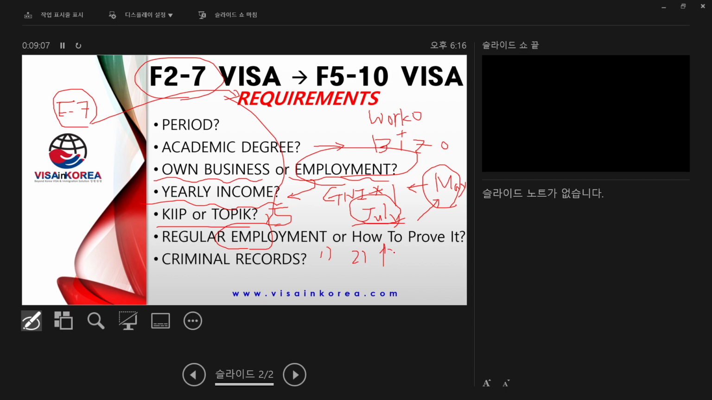This is 정규직, a regular worker, so you have to be registered as a regular employee at the National Employment Insurance, 국민고용보험. You have to be registered, right?